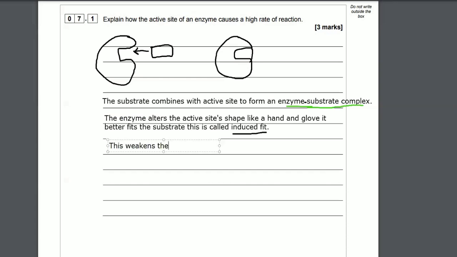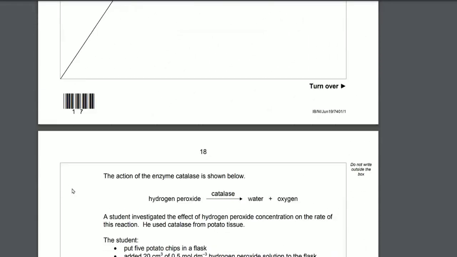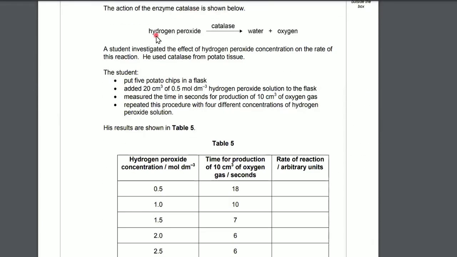And in doing that action, that little bit of kinetic energy weakens the bonds in the substrate. So we need to talk about the bonds in the substrate being weakened. Of course, that means there's less energy to break the bonds, and the minimum required energy to break the bonds in a molecule is the activation energy. So technically, this lowers the activation energy. So the key terms here are enzyme substrate complex, talk a little bit about the induced fit, say that this weakens the bonds in the substrate, and that lowers the activation energy, and you'll be guaranteed your 3 marks. Let's check out the next question.